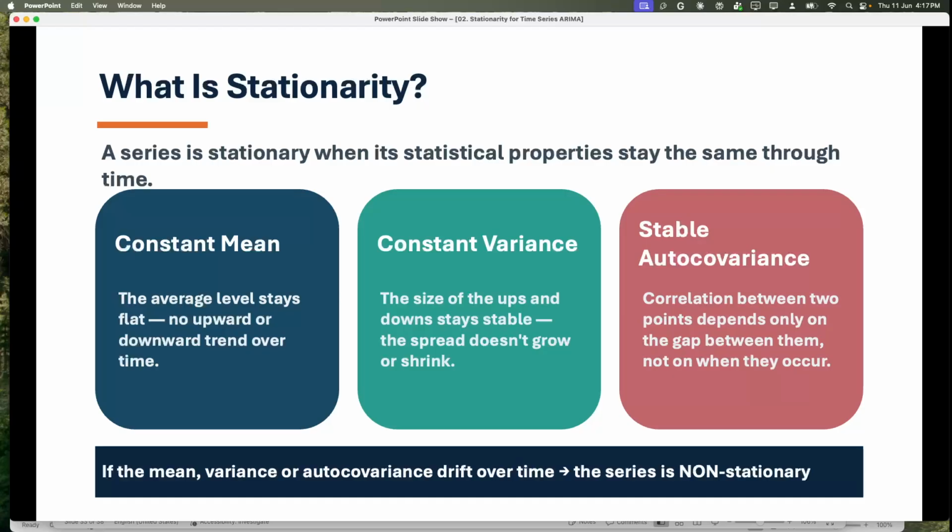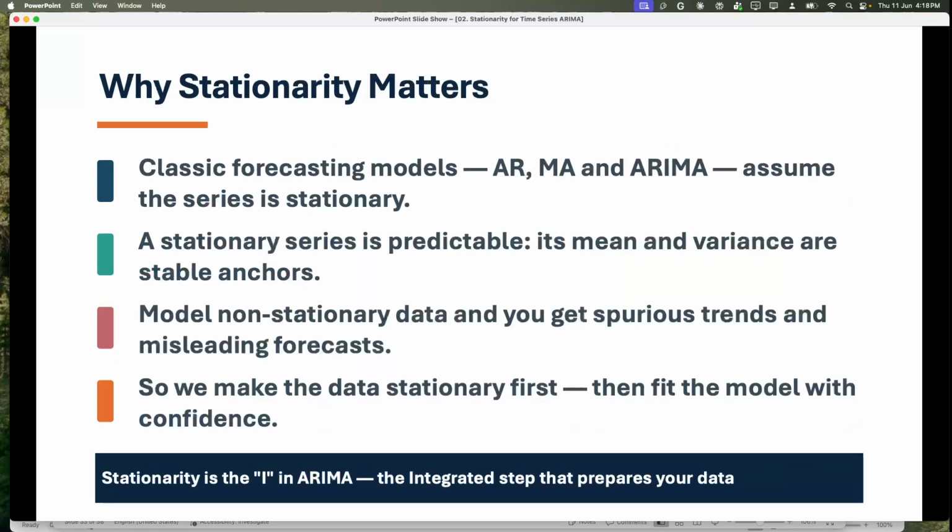It's very difficult, so we will only look for weak stationarity, not strong stationarity, as a requirement. Classic forecasting models like the ARIMA model assume the time series is stationary. A stationary series is predictable, that means its mean and variance are more or less stable. If you model non-stationary data, you don't get a proper analysis; you get spurious trends and misleading forecasts. So we make the data stationary first and then fit the model with confidence.